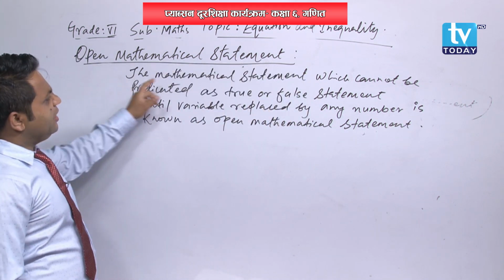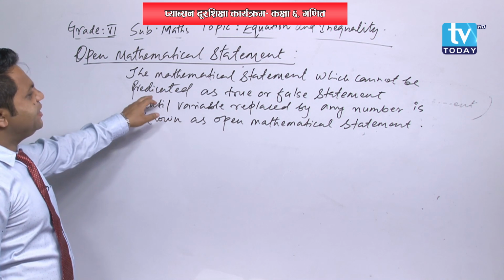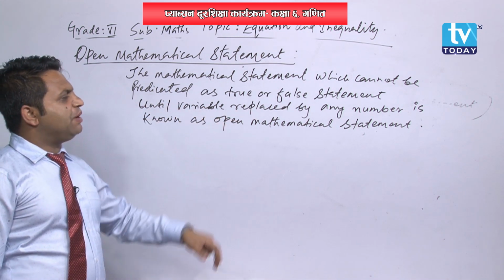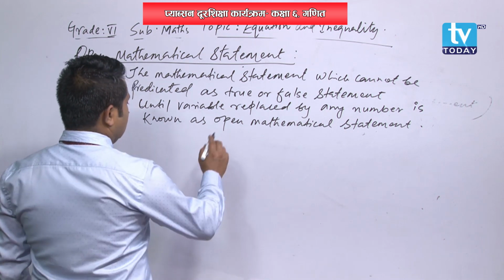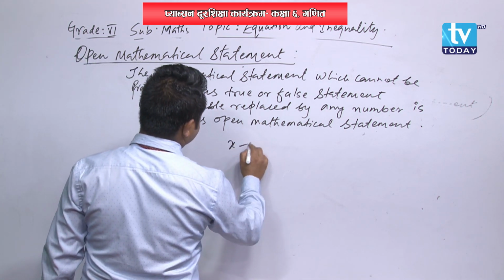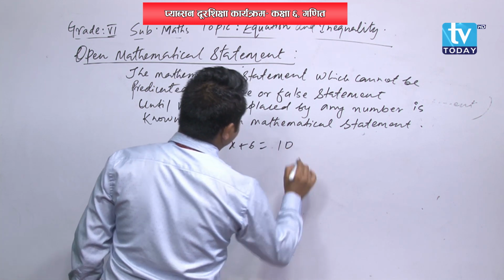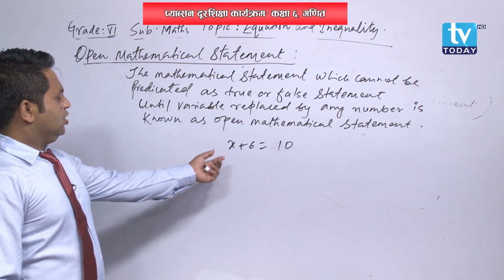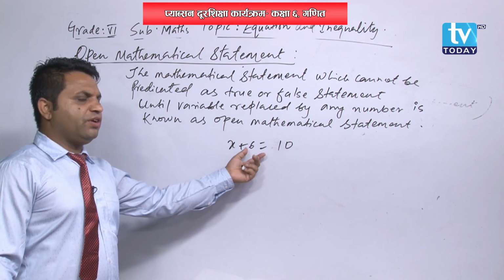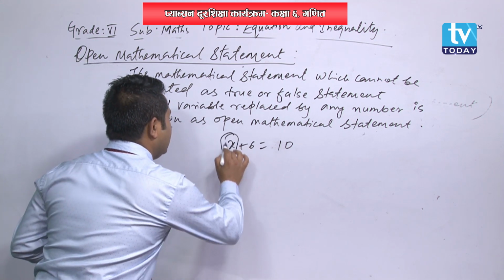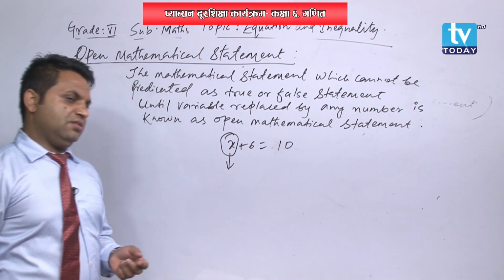Now here is a mathematical statement which cannot be predicted as a true or false statement until the variable is replaced by a number. Same example, x plus 6 equals 10. Whether this condition is true or false, we don't know until we replace this variable by a certain number. Is that clear?